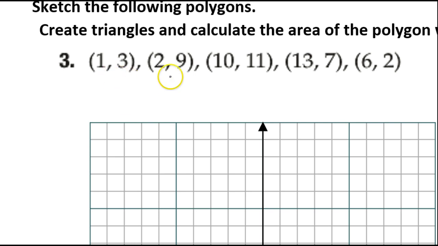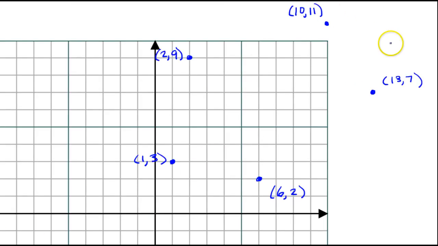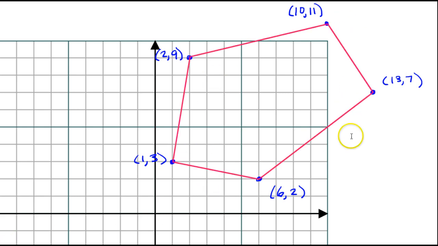Let's start by plotting these vertices. Okay, here I've plotted all the points. Now let's go ahead and draw the polygon. Alright, so here's the polygon with the vertices given.